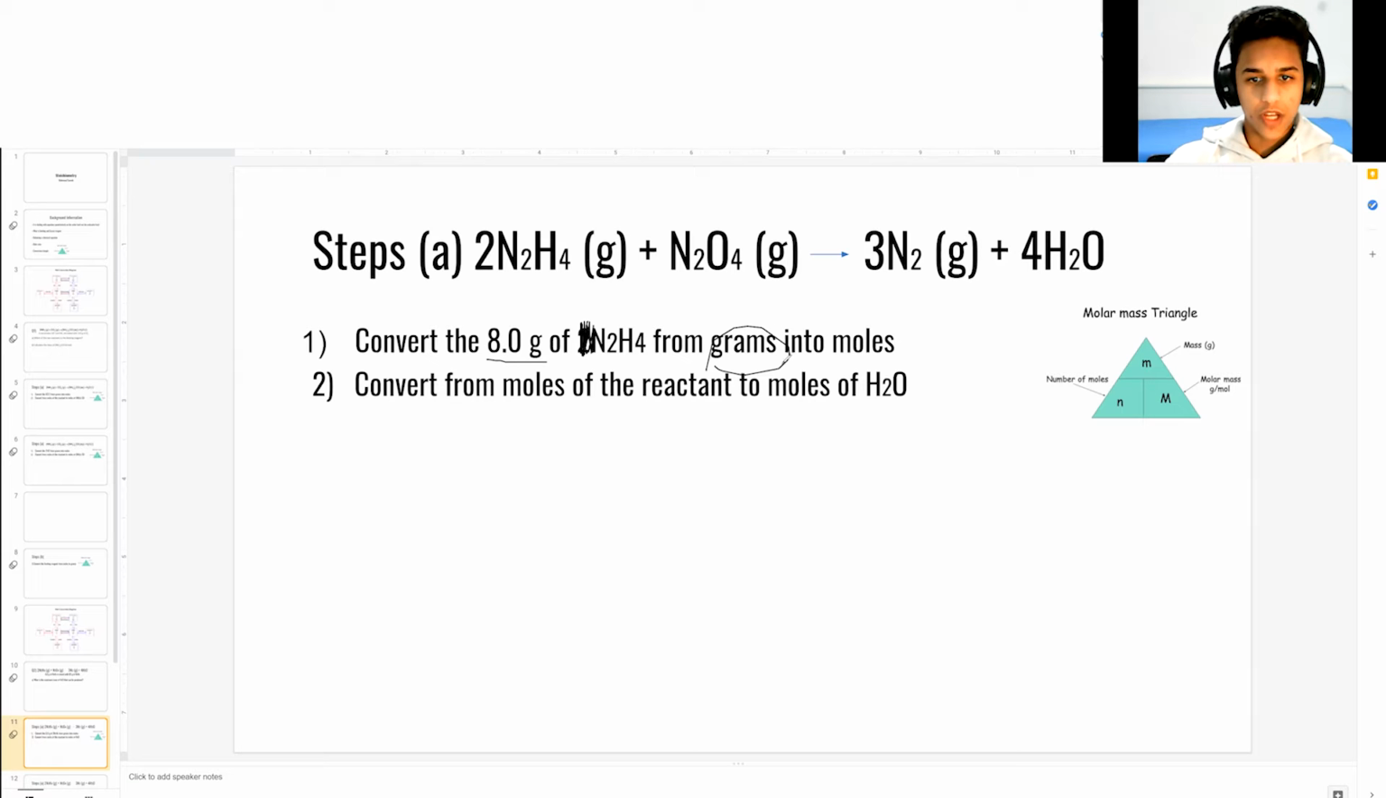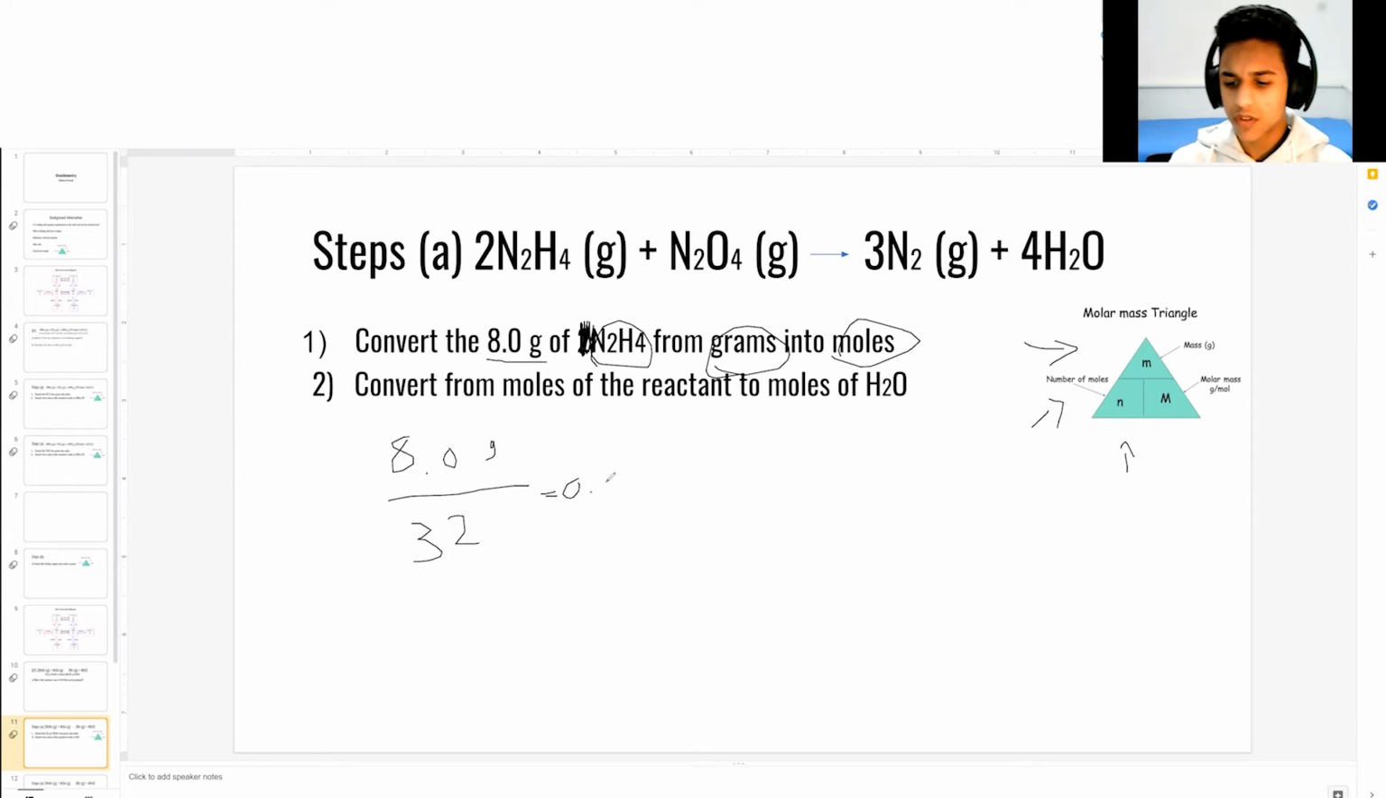So for converting from grams into moles, we're gonna use our lovely triangle. So that's gonna be from grams to moles. For getting the moles, we're gonna divide the grams by the molar mass. We have the grams over here, so that's gonna be 8.0 grams over the molar mass of this, which is 32, and this will be 0.25. Yes, sorry for this. And that's gonna be 0.25 moles of N2H4.